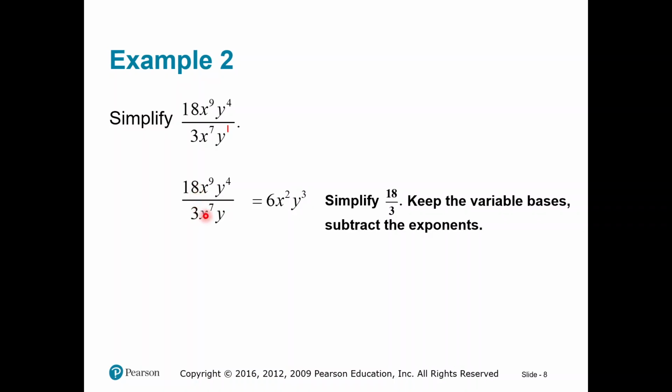18 divided by 3 is 6. For the x's, 9 minus 7 is 2. For the y, 4 minus 1 is 3. And so we got x squared times 6 times y to the 3rd.